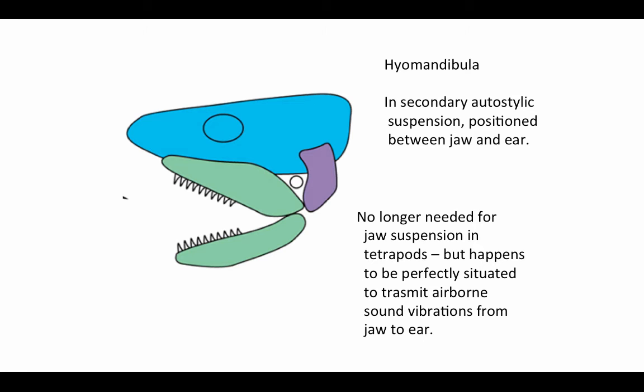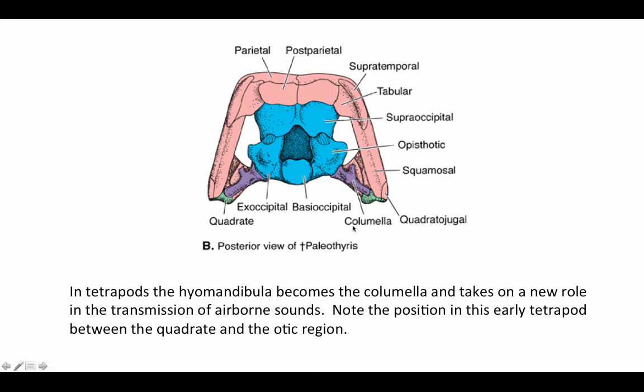The jaw is directly braced against the skull in tetrapods, but it happens to be perfectly situated to transmit sound from the jaw directly to the ear, thereby amplifying the sounds and improving hearing. So at this point, the hyomandibula in tetrapods becomes known as the columella. So here we see the columella right there, diagrammed in purple in tetrapods.